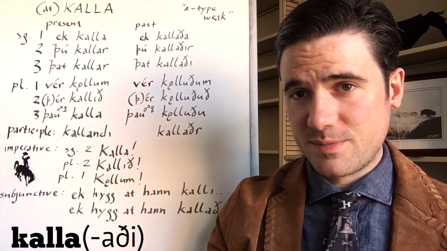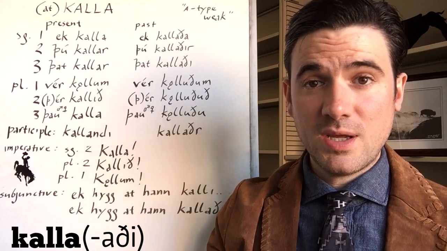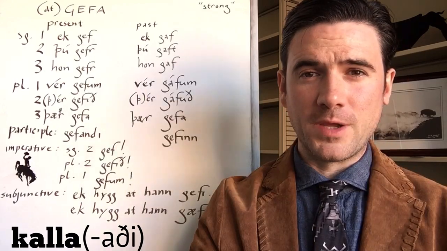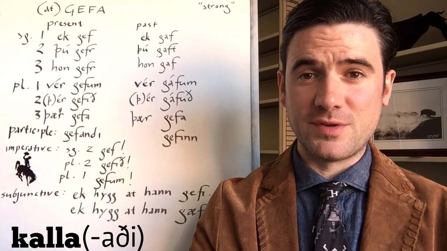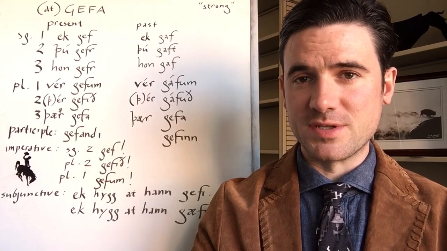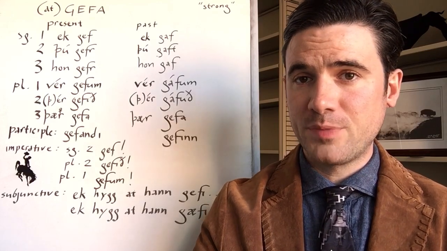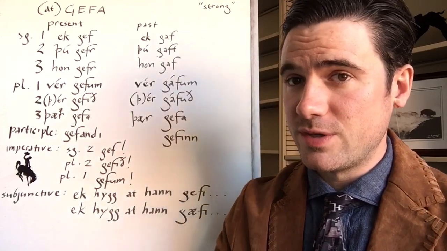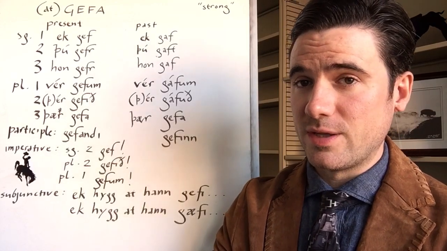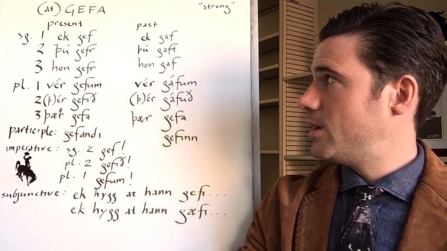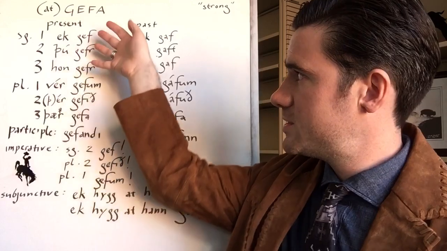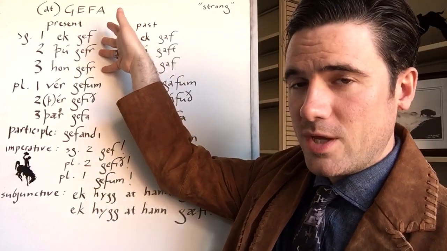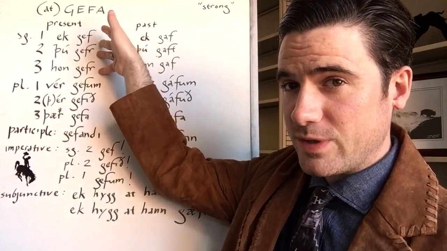Now, strong verbs are a little bit different. Let's take a look at a sample strong verb. All right, now geva, to give, is a typical strong verb. Specifically, it's a class 5 strong verb. You'll notice that the infinitive ends in a, the letter a, like with the other verbs. And notice too that in the present singular, you have a similar pattern to the weak verbs.